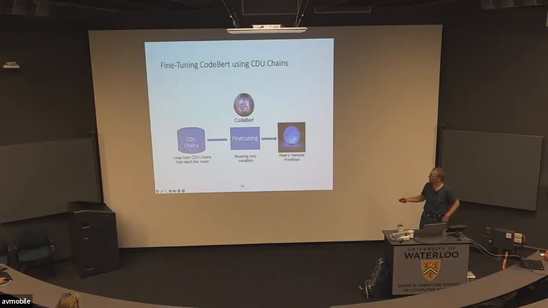So to train a model to use CDU chains, we took a pre-trained model. This used to be large, but now it's small. We extracted lines that participated in a CDU for each hole. And then we masked out variables, as before with the raw model, to fine-tune CodeBERT to create RETE's variable prioritizer.